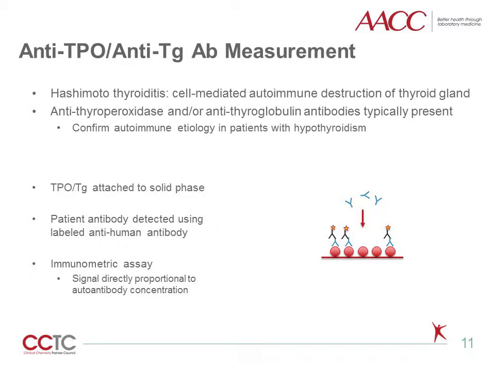Anti-thyroid peroxidase antibodies, or anti-TPO, and anti-thyroglobulin antibodies, or anti-TG, are associated with cell-mediated autoimmune destruction of the thyroid gland, a condition known as Hashimoto thyroiditis. These antibodies are most frequently measured using a non-competitive immunoassay in which anti-TPO antibody in the patient sample binds to immobilized TPO. Non-specific antibodies are washed away, and anti-human detector antibody is added. In this assay format, signal is directly proportional to antibody concentration.